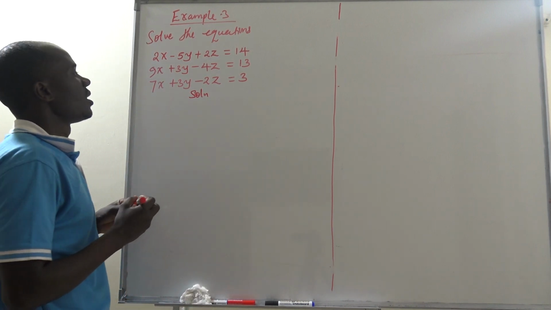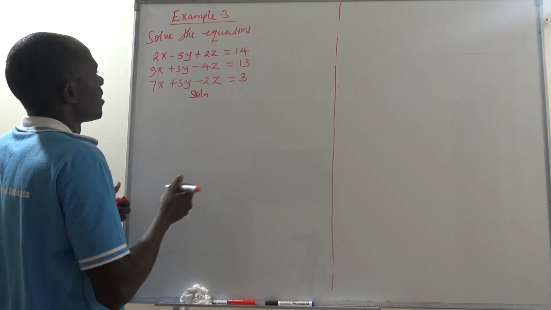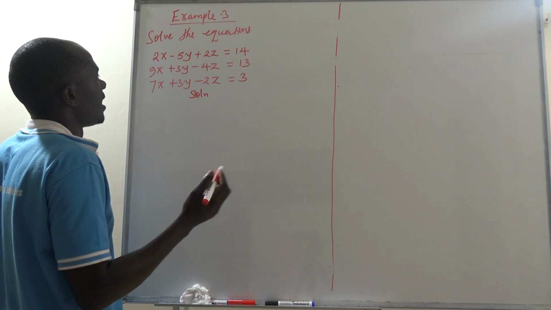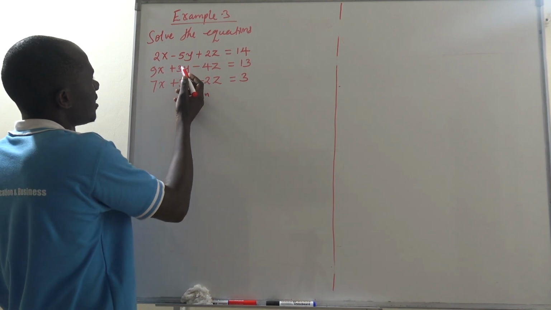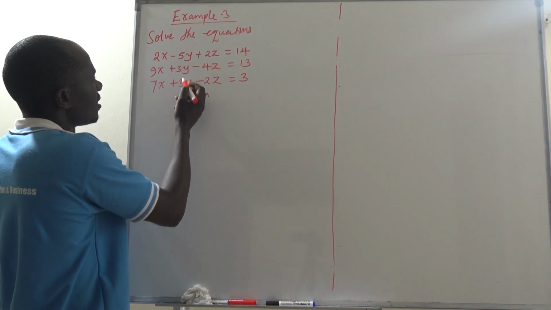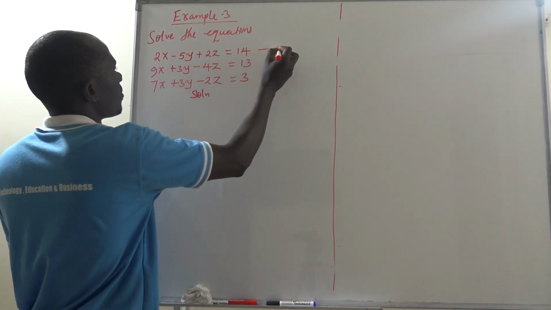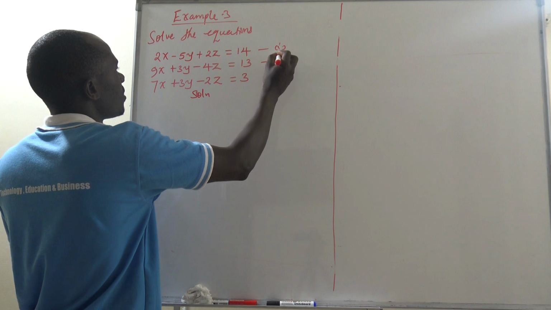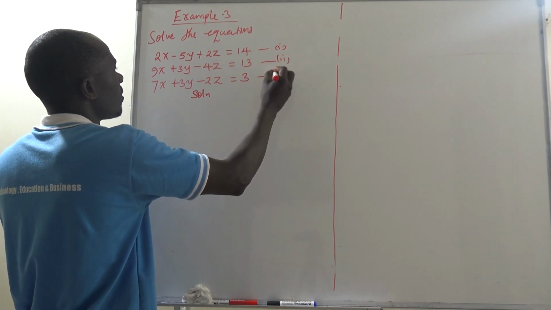Still, we are going to use the elimination method. I first look at the equations which are tallying. I can see there is this and this. They can easily be eliminated. I can say this is equation 1, this is equation 2, this is equation 3.